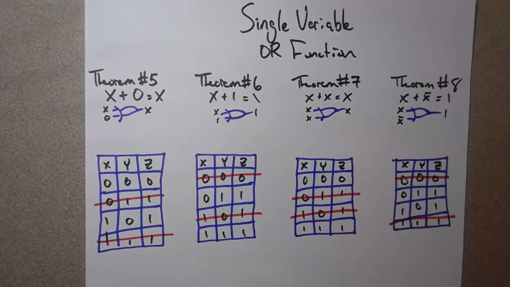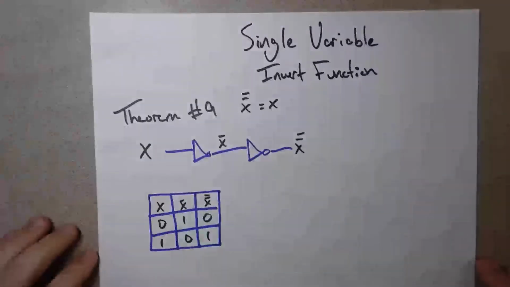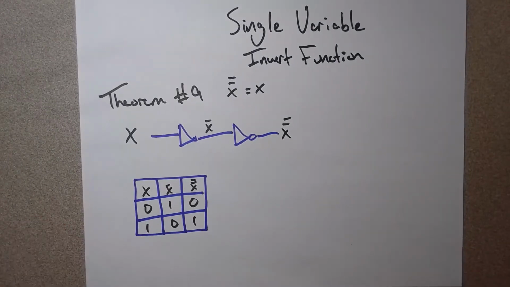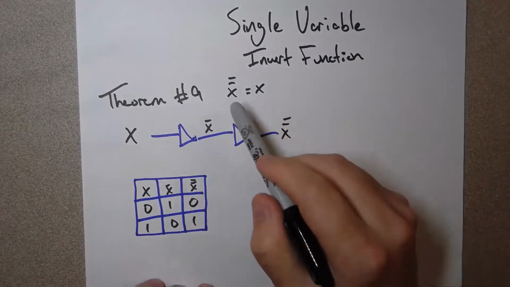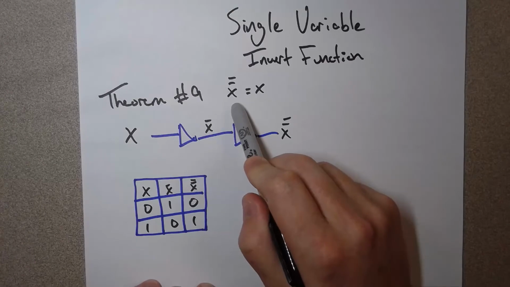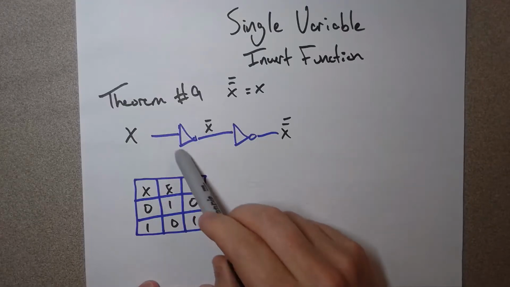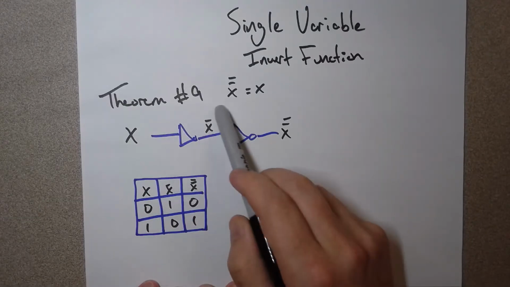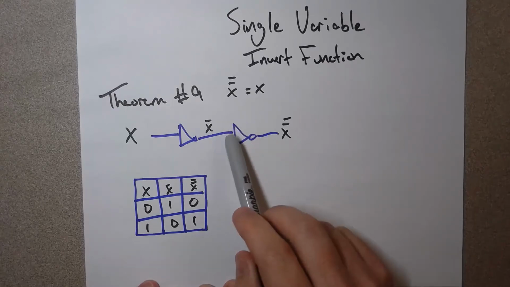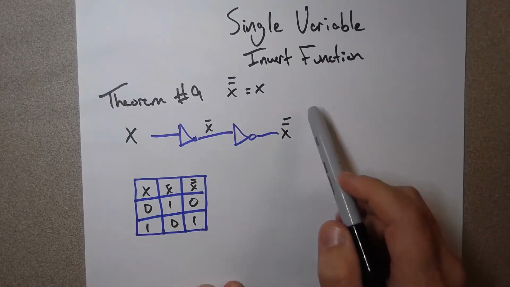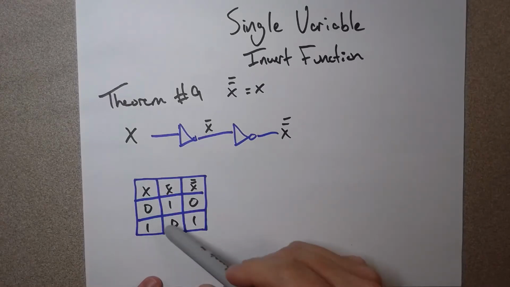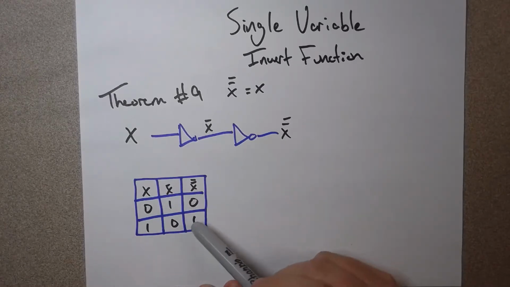Okay? We've got one more single variable theorem for our inverter function, and this is theorem number 9. Okay, and this states that not not x is going to be equal to x. So if we take x and we run it through an inverter, you get not x, and if you run it through another inverter, which flips it back, you get x. And if we look at a truth table here, you run it through the inverter once, it flips. You run it through the inverter again, it flips back, and you get not not x is equal to x.